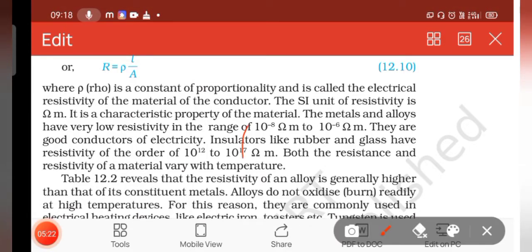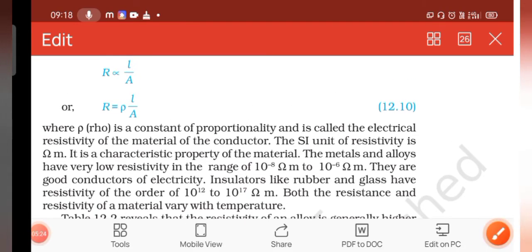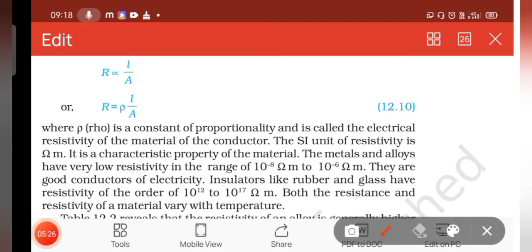So this formula will be helpful for you in numericals. You have to remember this formula, and you have to put the value of this constant of proportionality, and you have to solve the numericals.